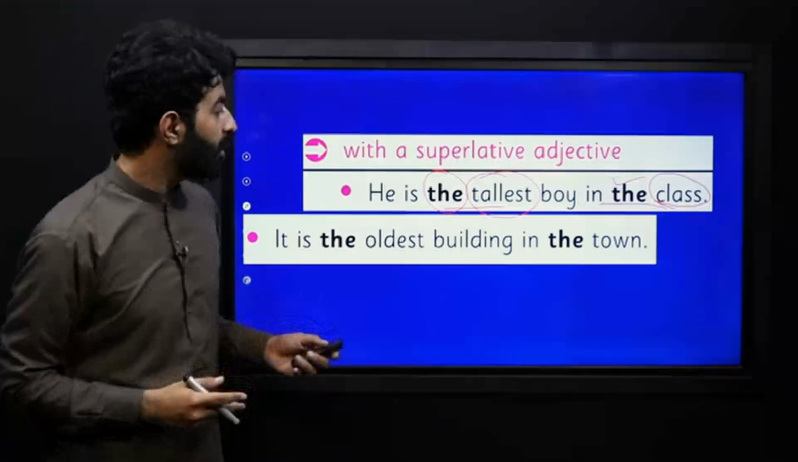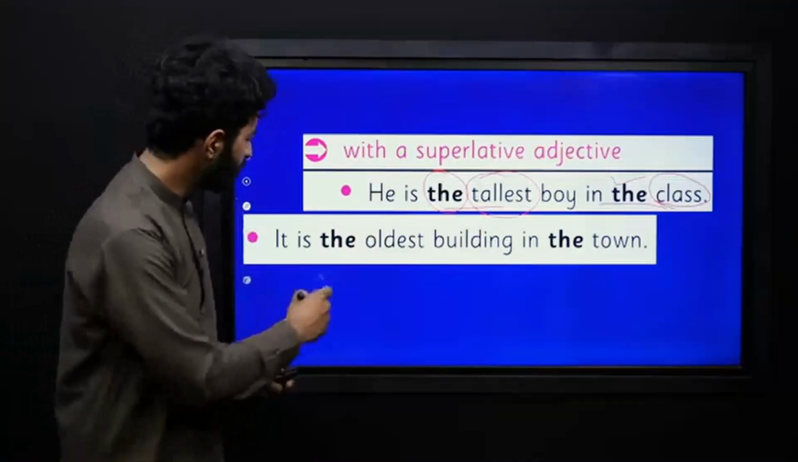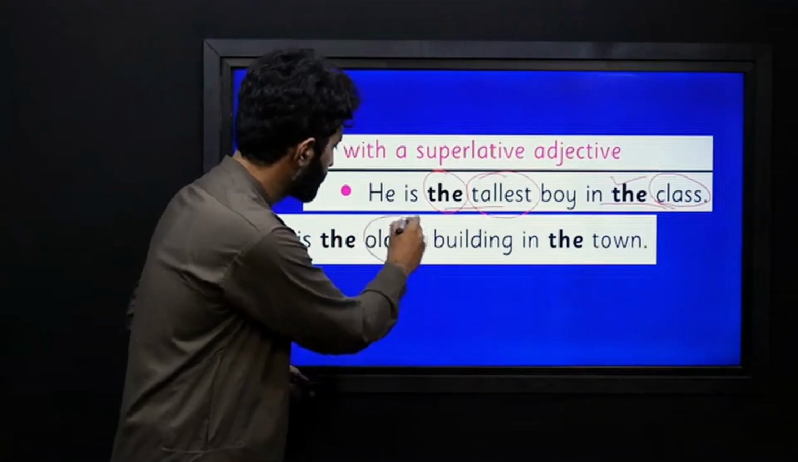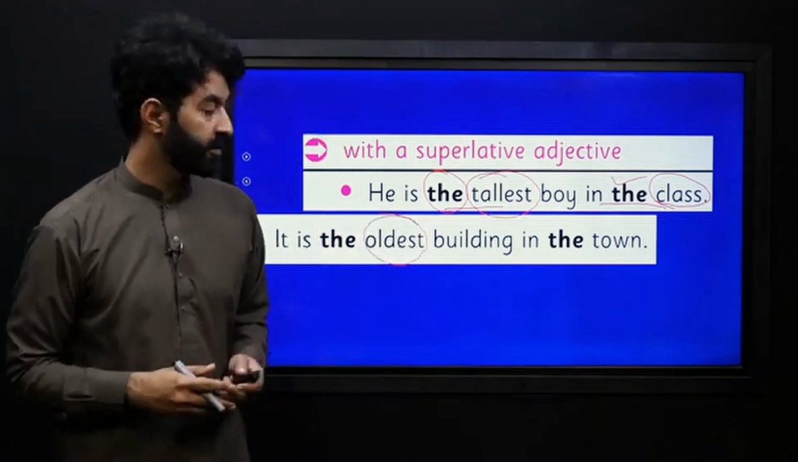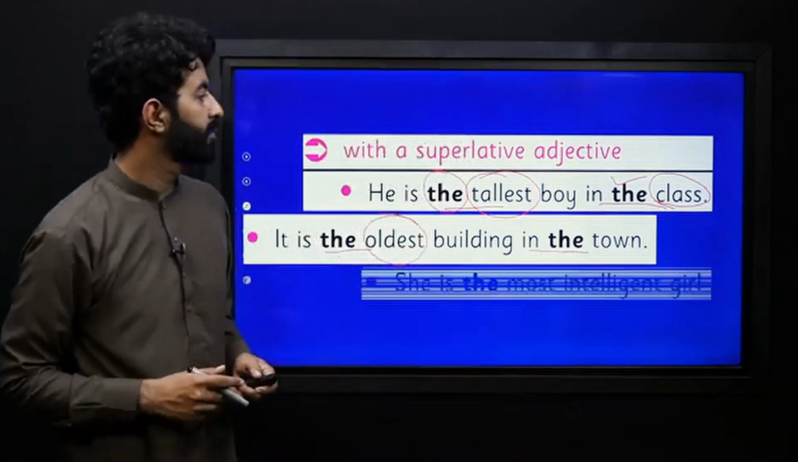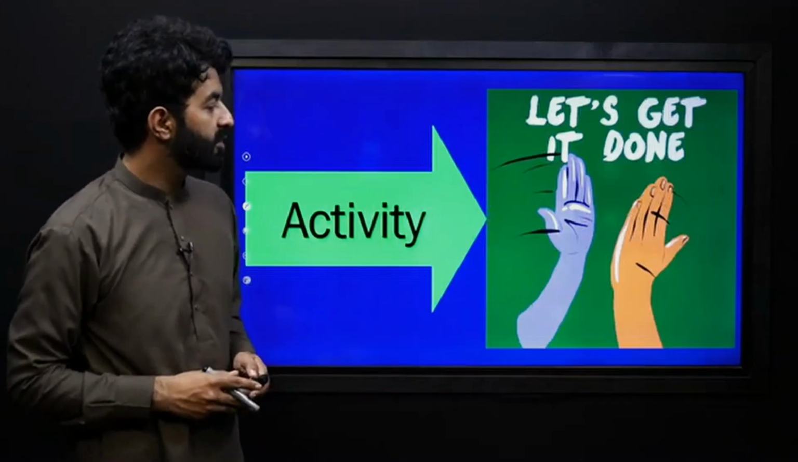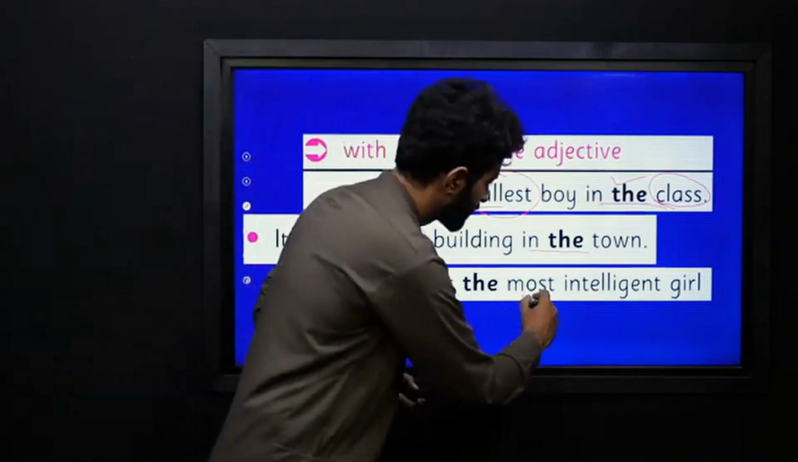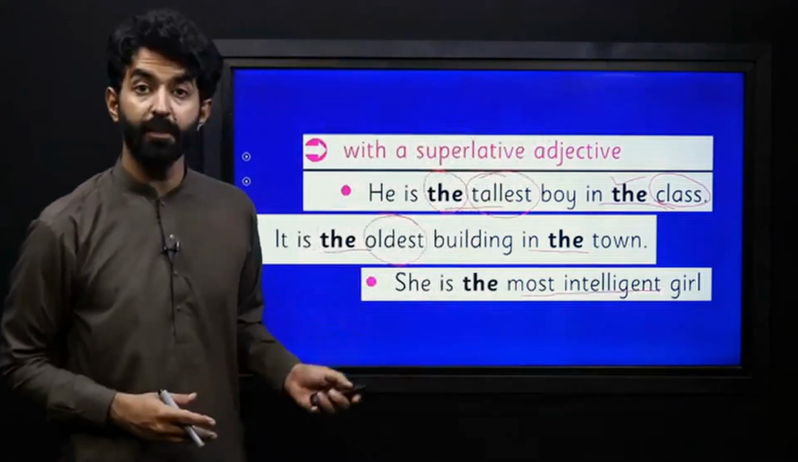It is the oldest building in the town. Here, oldest is the superlative degree of old. That's why we are using the, and also here. She is the most intelligent girl. Same goes with this example.